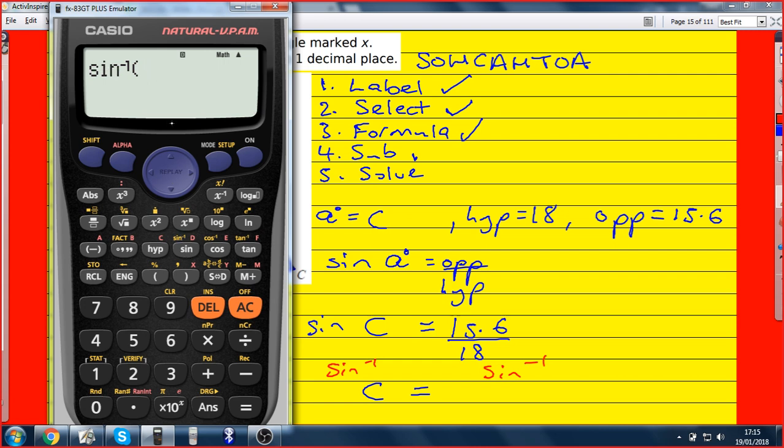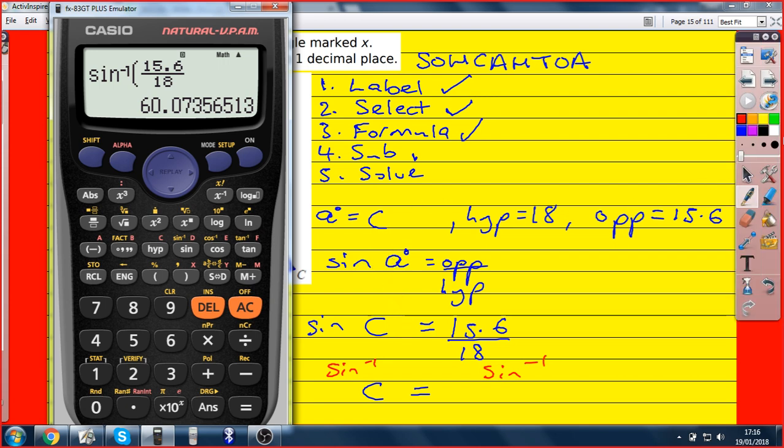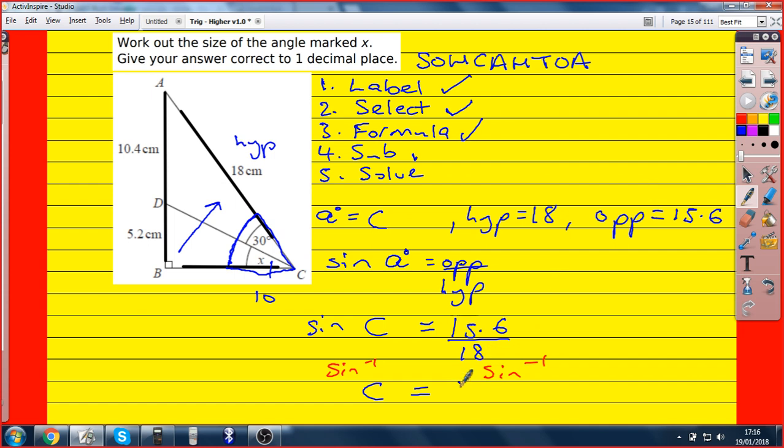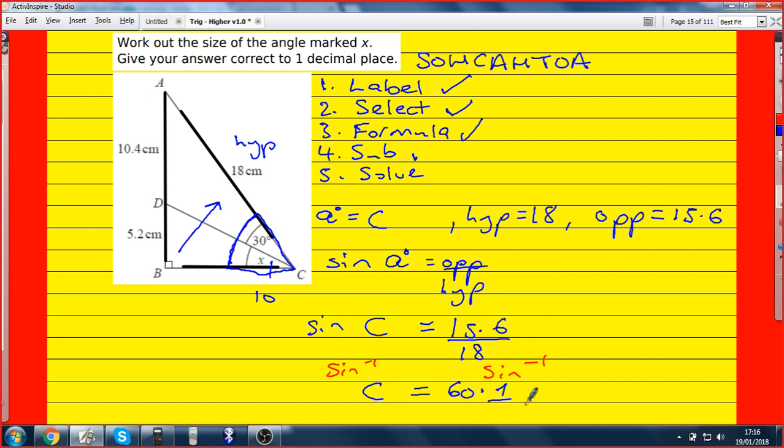And then 15.6 over 18. That's it. Okay, to one decimal place. 60.1. So that's the angle C. Is that full marks? Yeah. What did the question ask us for?